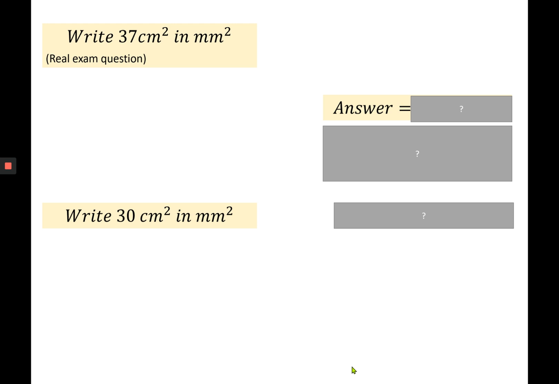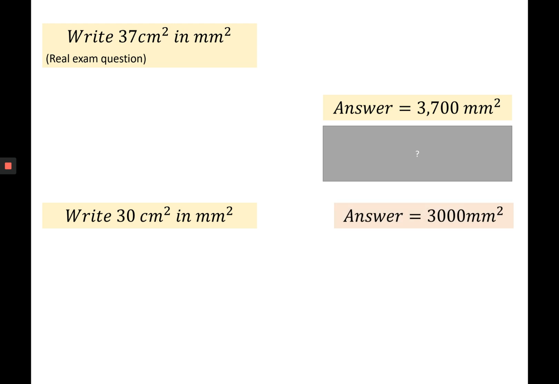So can you convert centimeters squared into millimeters squared? Have a go with both of these questions. Take a few seconds and then I'll show you the answer. Okay, so I'm going to show you the answer here. So you should have got 3,700 and 3,000.